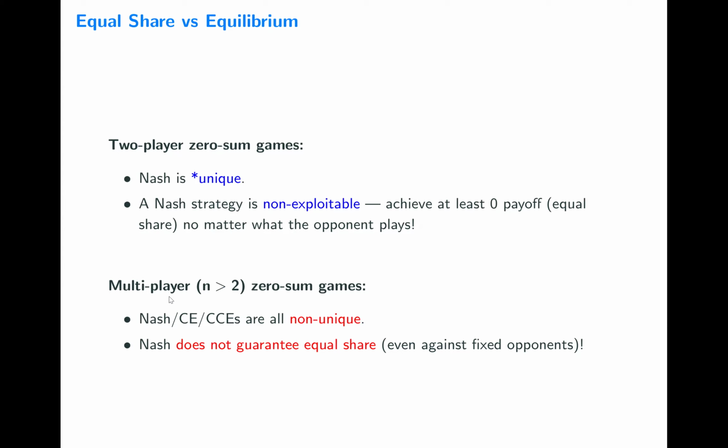And in game theory, it's well known that Nash equilibrium or other different equilibrium concepts are no longer unique. There can be multiple equilibria with different values. They are not connected to each other. They're just completely different. And furthermore, even Nash equilibrium, the strongest equilibrium concept, does not guarantee the equal share, even against a fixed opponent. That is, even if the opponent is not adapting to your strategy, you no longer are guaranteed the equal share, a very basic baseline.